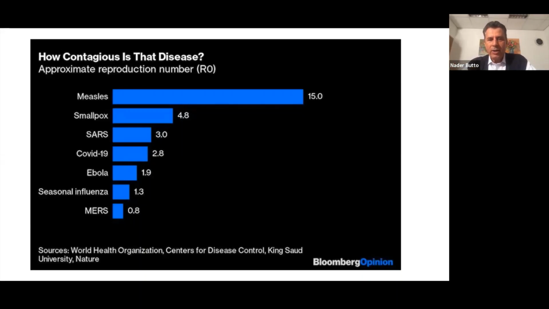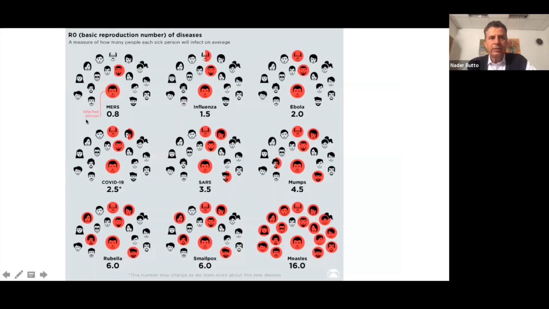Now, why all this fear and anxiety from corona? If we look at how contagious the disease is, we see that it's not so far from the seasonal influenza. The reproduction number is the number of patients that can be infected by another person. I can show you here, for example, that in MERS we have 0.8 as the reproduction number. That means barely every person can barely infect another one.